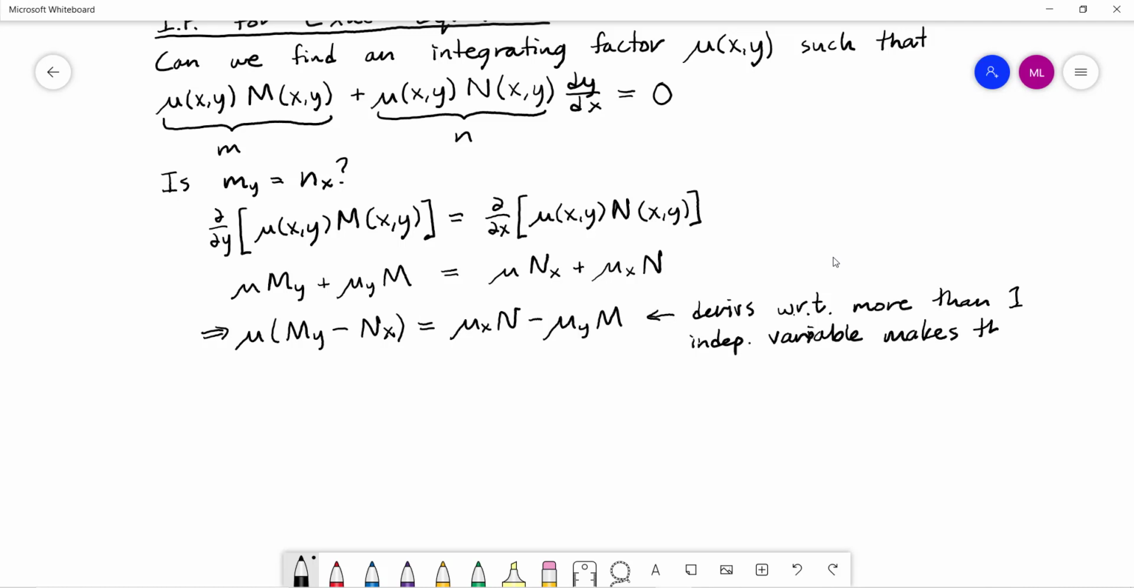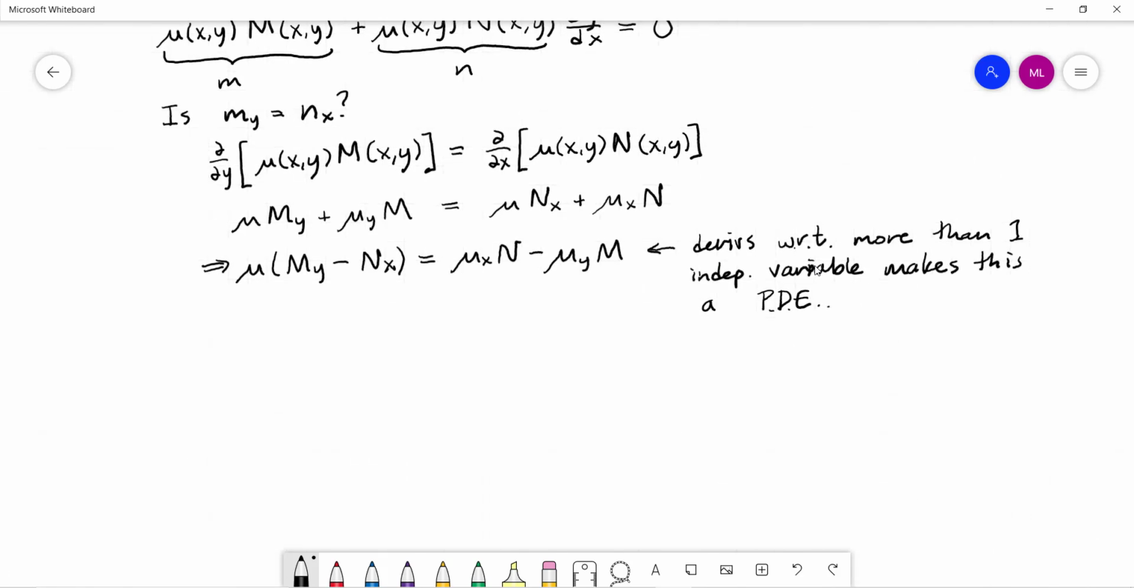And that makes this a partial differential equation. We definitely aren't solving that in this class. So instead, we look for a mu that is a function of only one variable. Instead of having mu be a function of both x and y, if we can get lucky and have it be a function of only x or only y, then one of these derivatives wouldn't even show up, right? It wouldn't make sense to take a derivative with respect to y if it's only a function of x, and we could get rid of one of these terms.